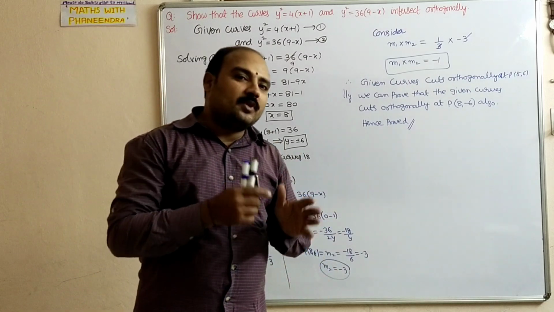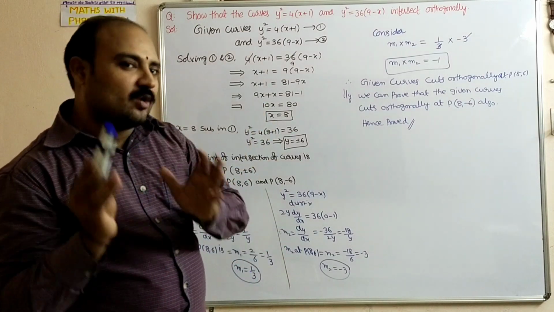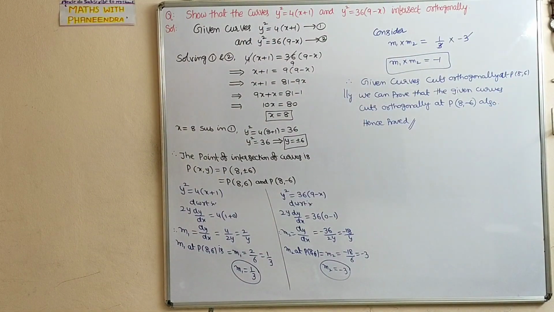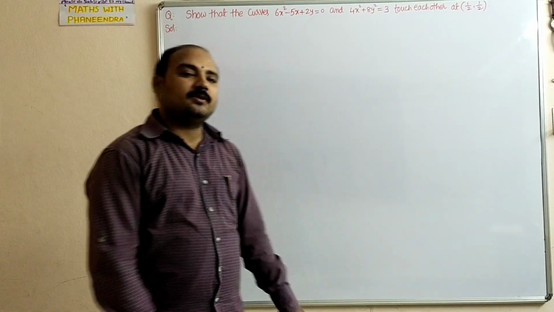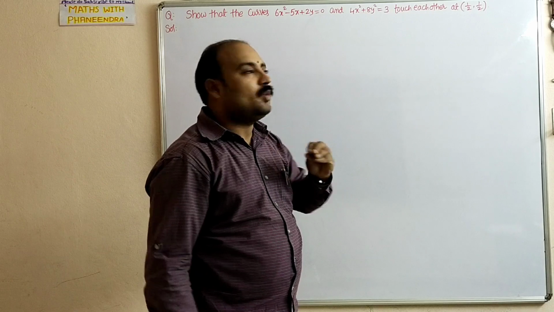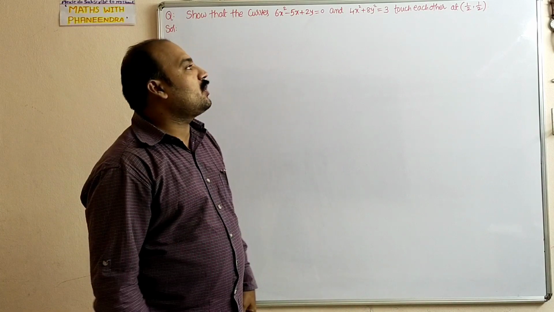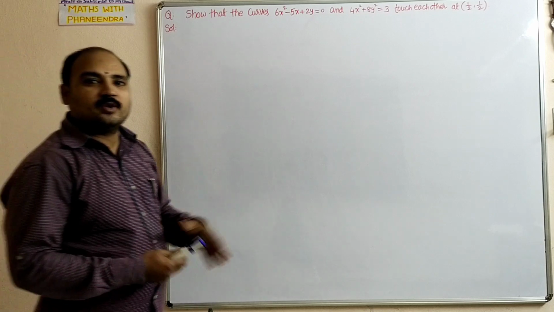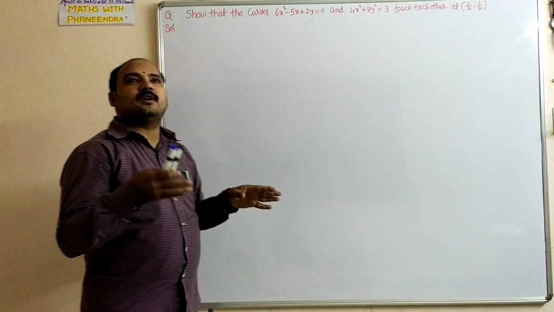Next question, we will prove that the two curves touch each other. So, by proving the value of m1 equal to m2, we can prove that the curves touch each other. We will take one example. In this question, show that the curves 6x square minus 5x plus 2y equal to 0 and 4x square plus 8y square equal to 3 touch each other at 1 by 2 comma 1 by 2. They are asking to prove the curves touch each other at 1 by 2 comma 1 by 2. So here the point of intersection is given as 1 by 2 comma 1 by 2. Point of intersection, or point where they touch each other, means the point of contact.